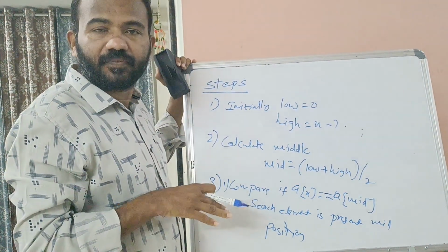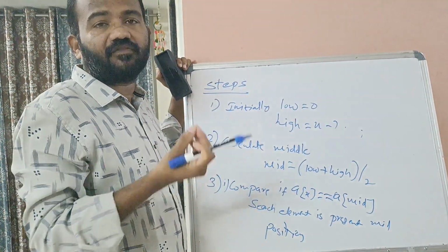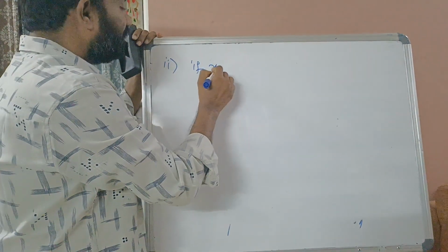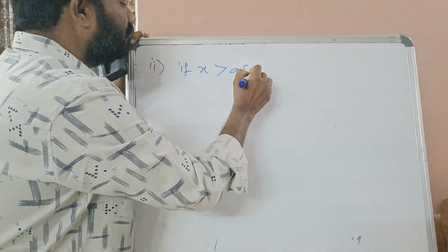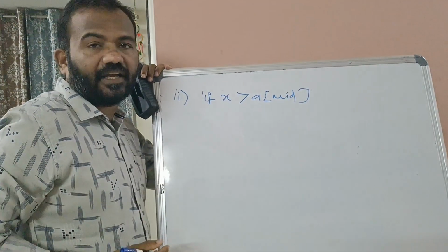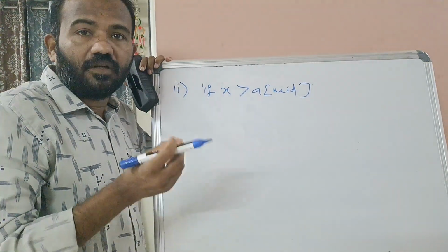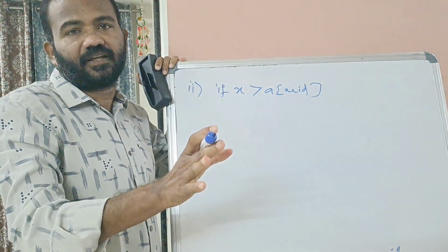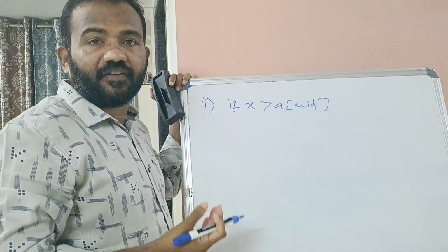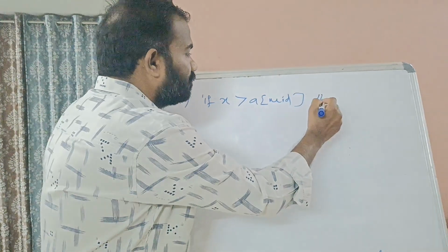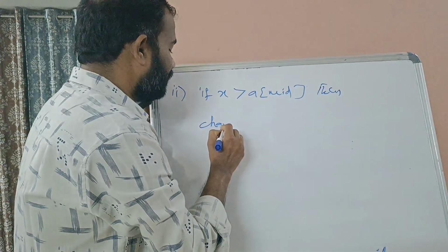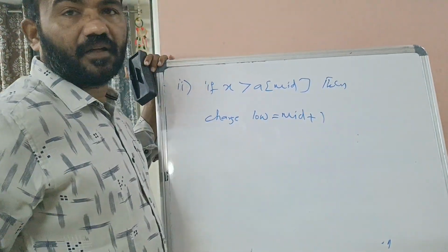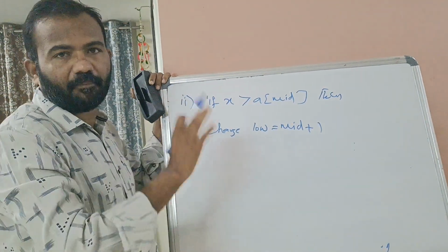Suppose it is not equal. It is not equal, either less than or greater than. What do we have to do? If x is greater than a of mid, that means x is greater than the middle, so we need to compare only the right side of the array. No need to compare the left side of the array. Then we change low is equal to mid plus 1 and do the comparison again.